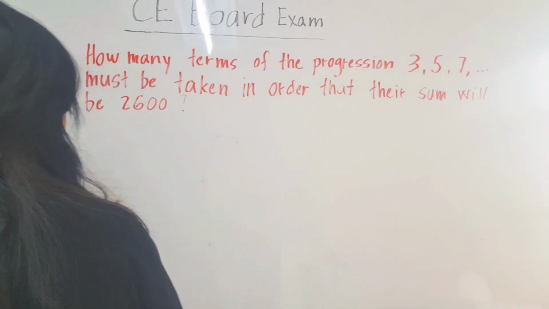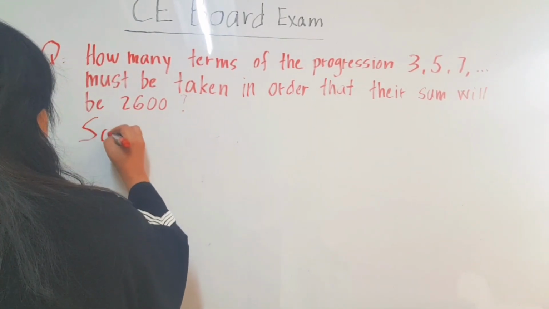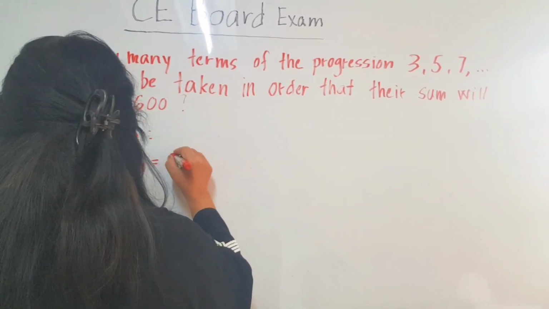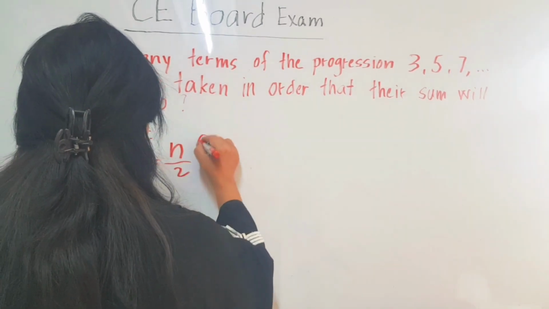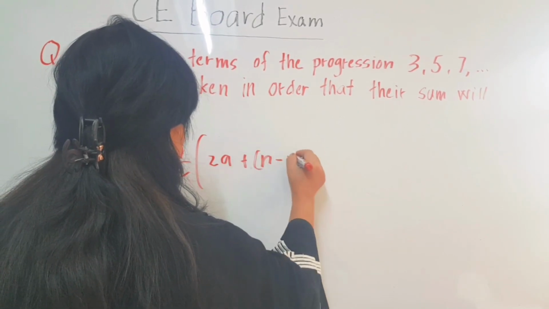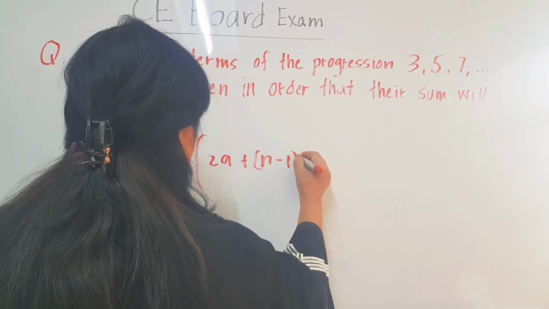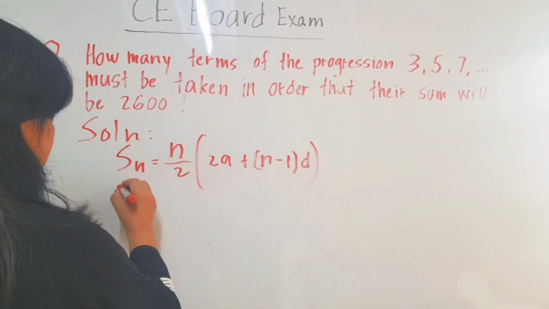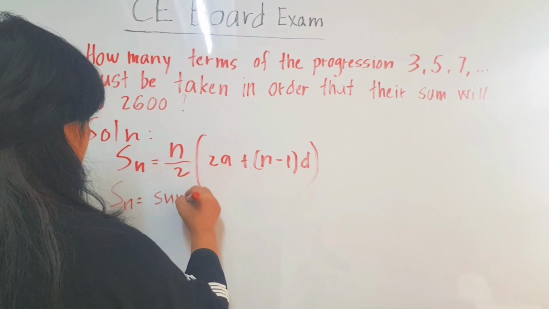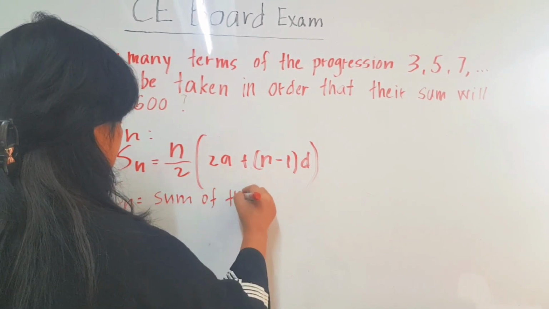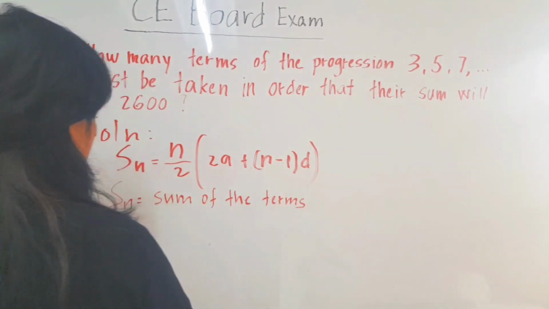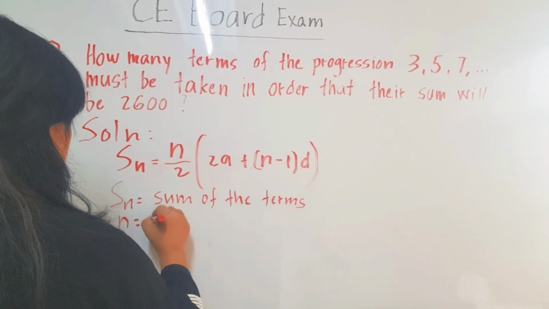Now, we can solve this problem by using the formula Sn is equal to n over 2 multiplied by 2a plus n minus 1 times d, where Sn is the sum of the terms, and n is the number of terms.